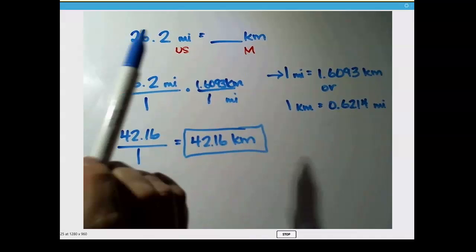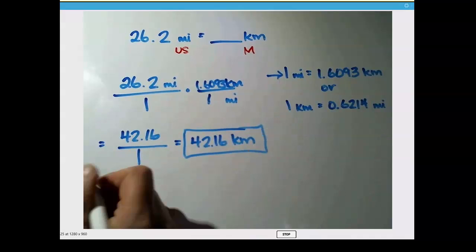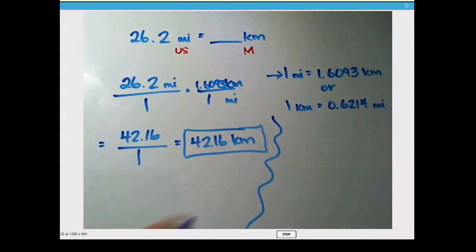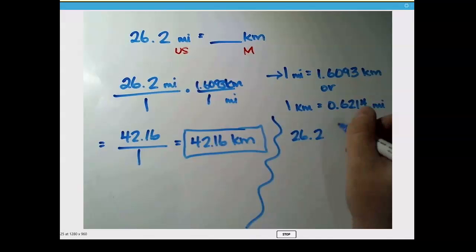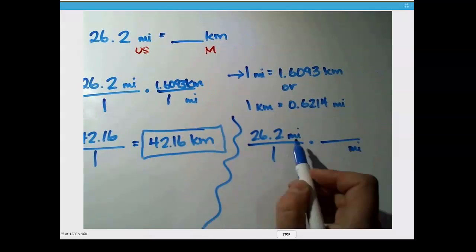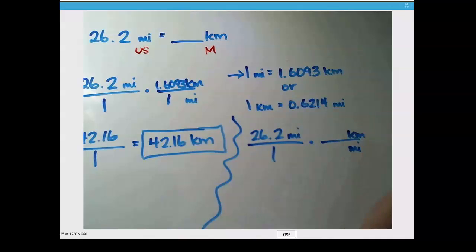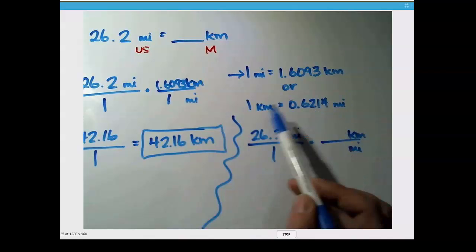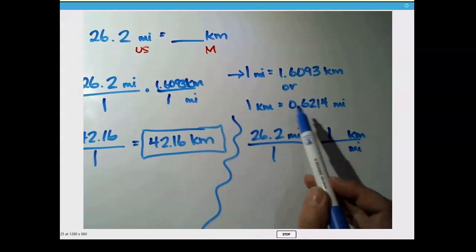Let's look at what would happen if I converted the same one using the other conversion. I'm still going to set it up the same way initially. 26.2 miles. We'll go over 1. Scoot over. Miles still goes down here. You still need those to be diagonal so that they'll cancel. Kilometers is what I want. That still has to go up top. But now the numbers that I fill in here are going to change because I'm going to use the other conversion. So the 1 now goes with the kilometer. And then this goes down here in the bottom.